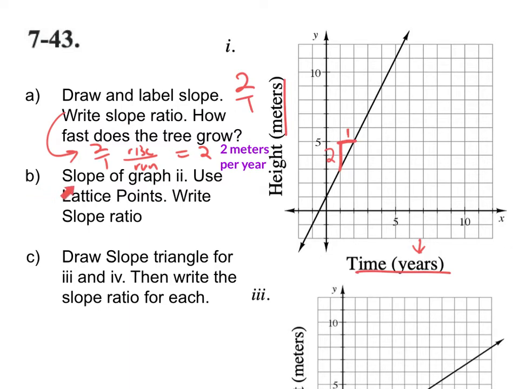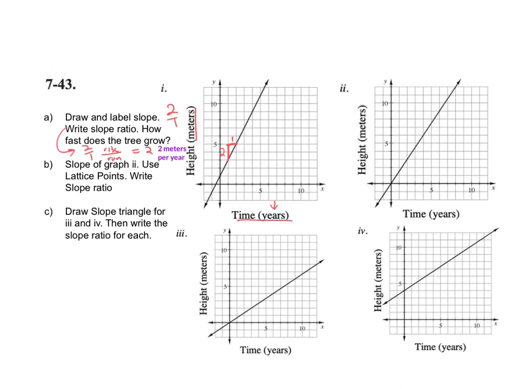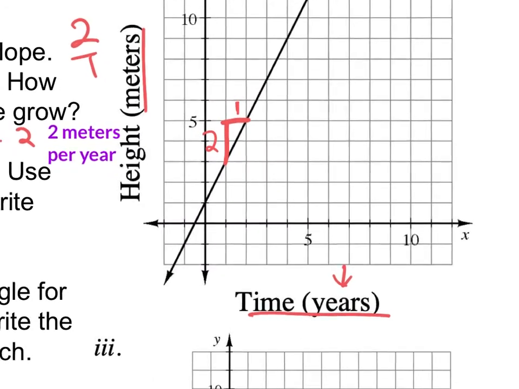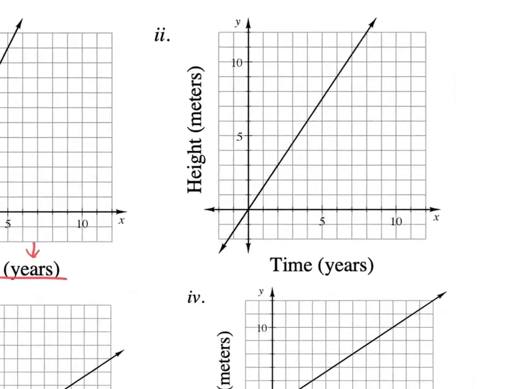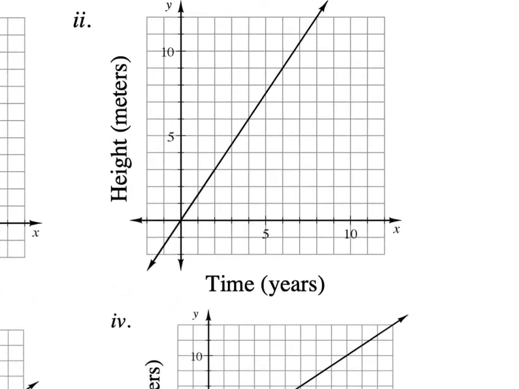Let's take a look at part B. What is the slope of graph 2? And don't forget to use your lattice points and write the slope ratio. Again, reminder that the lattice points are those easy crossing points. Here there are more points that are a little bit harder to see. Like right about here, I don't exactly know what that X value is, and I don't exactly know what that Y value is.